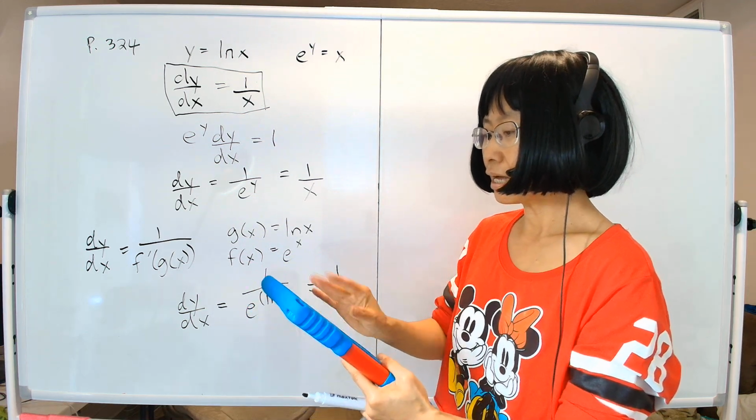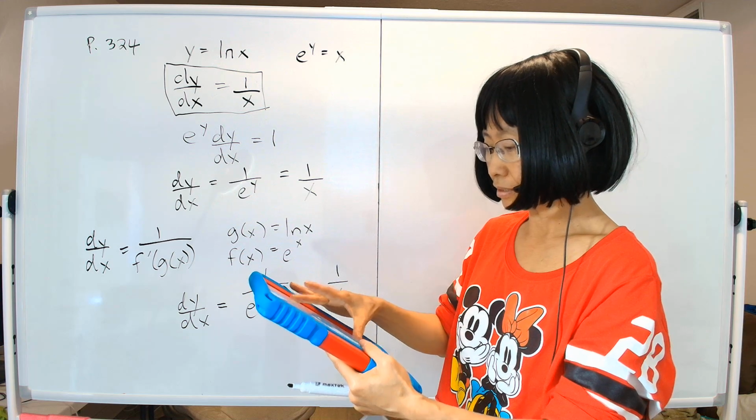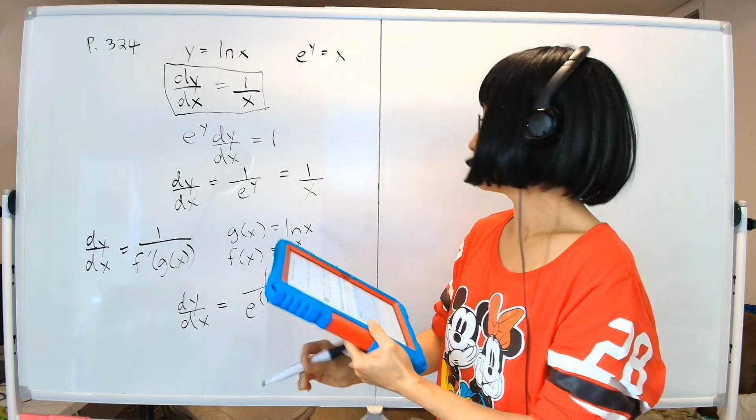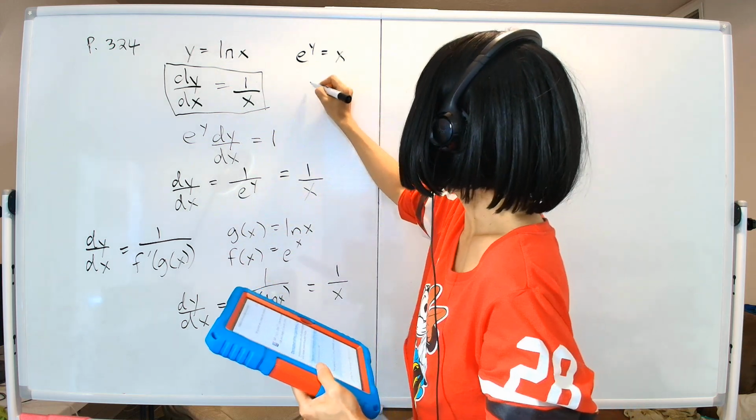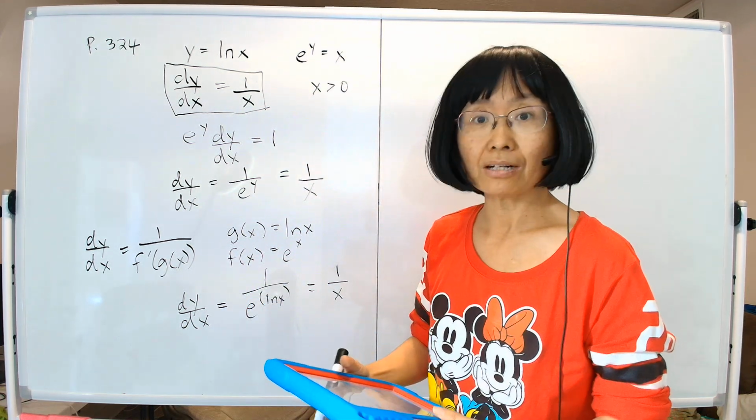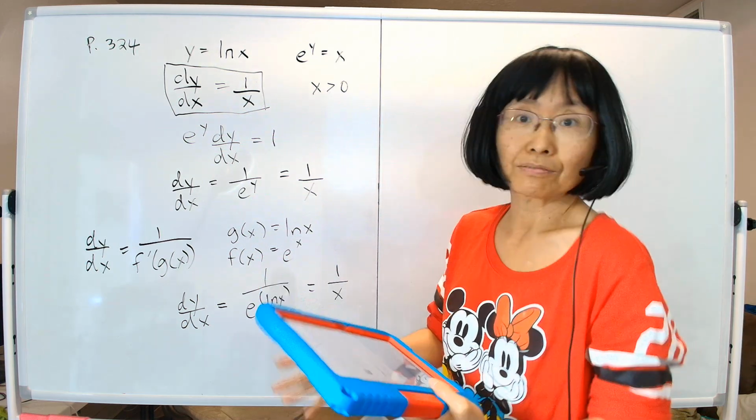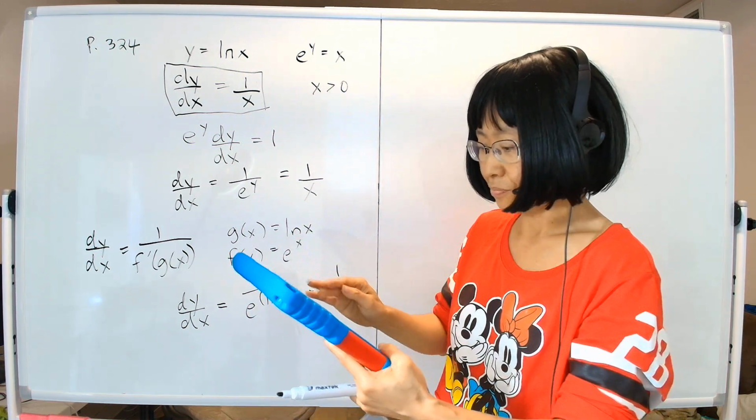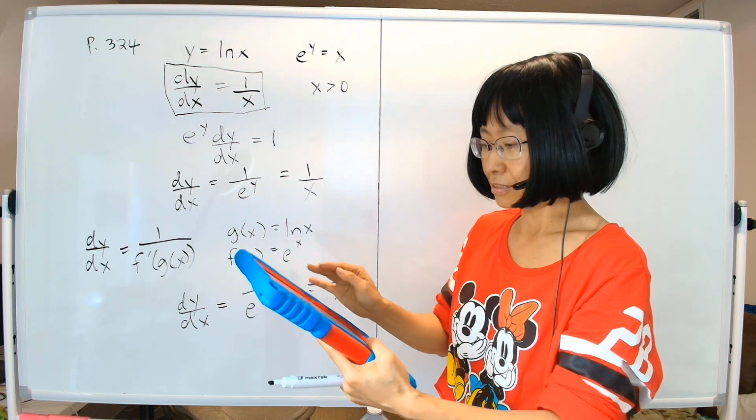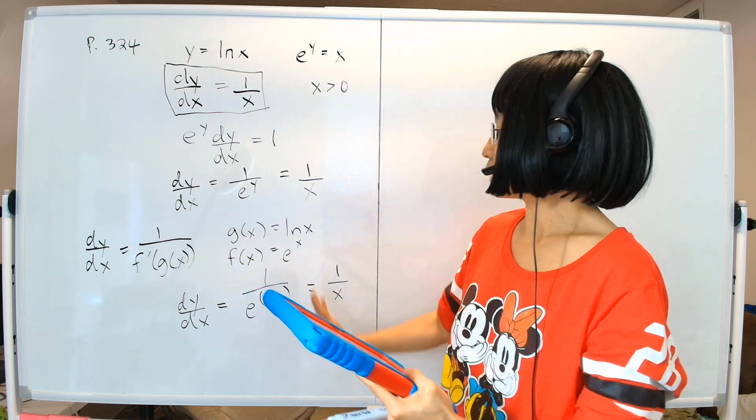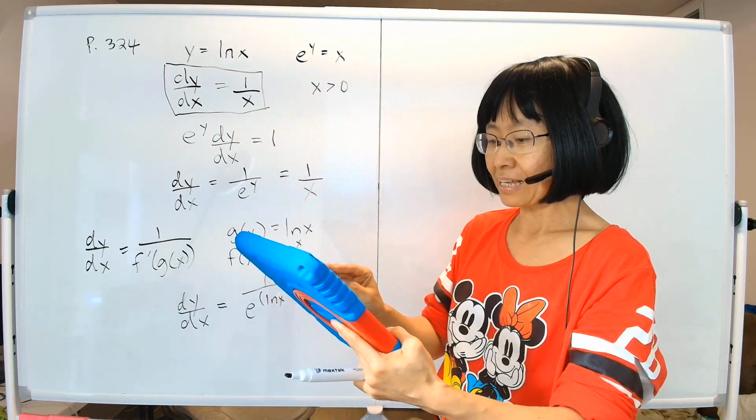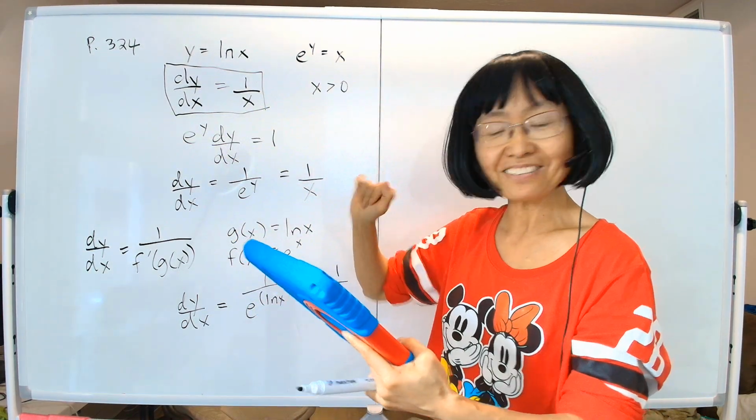Okay, and I should mention that there are some conditions. The condition here is x bigger than 0. That's a basic condition because the natural log is not defined for any negative numbers. We only care about the positive ones. So that's just a quick, simple condition. Having said all that, now that we see this simple formula and memorize it, let's use it on something.